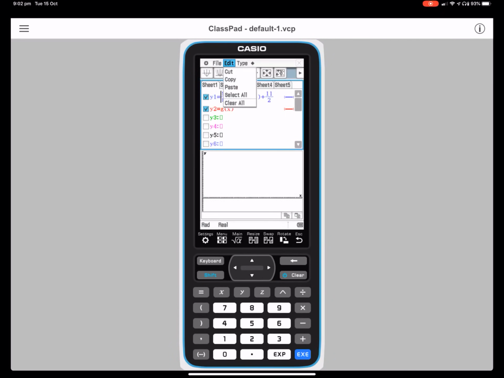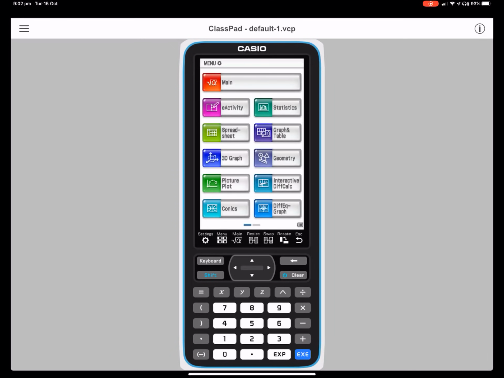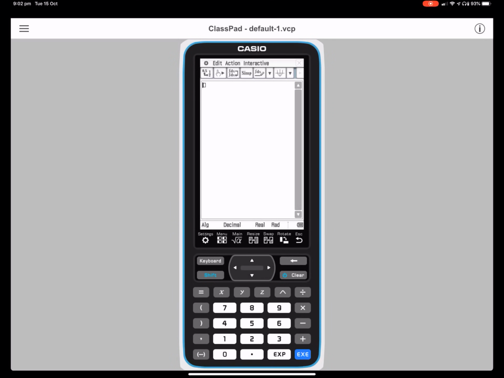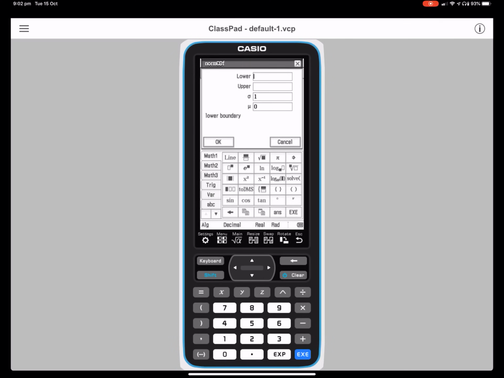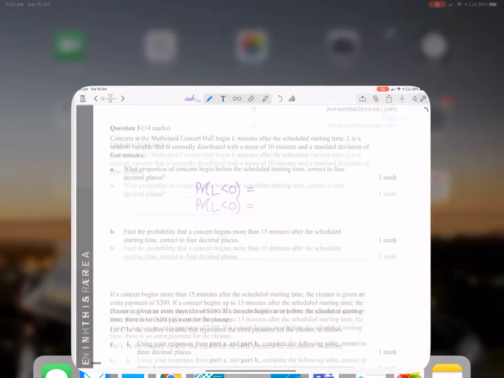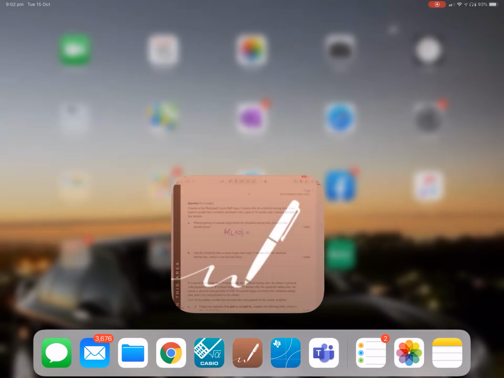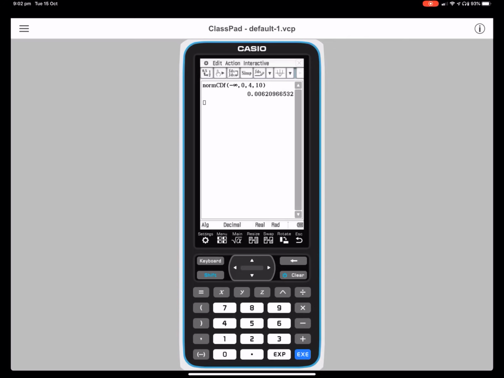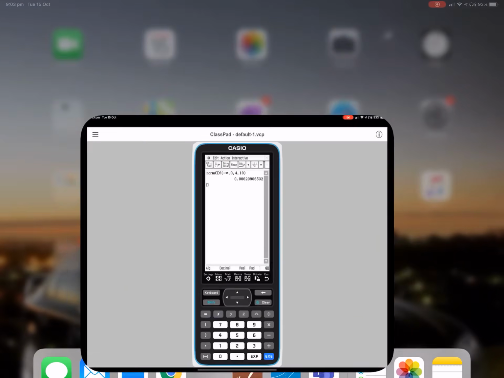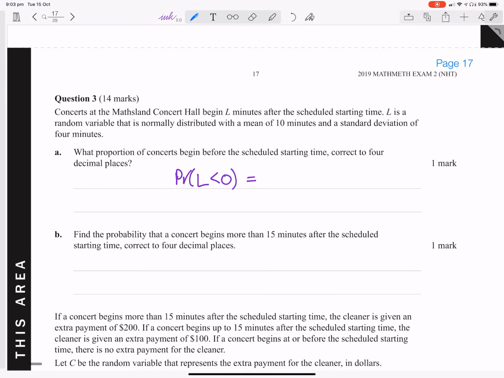So we can clear all this. Interactive distribution, continuous norm CDF, negative infinity up until 0. I know my mean was 10. Was the standard deviation 4? 4. Why do they write one as 10 and the other one as a number? 0.0062.